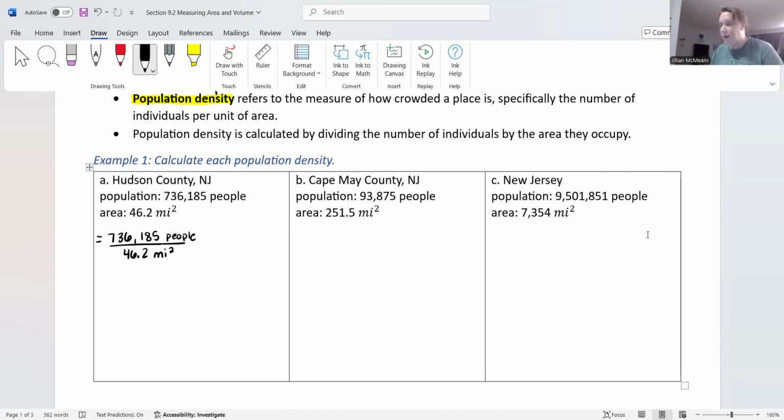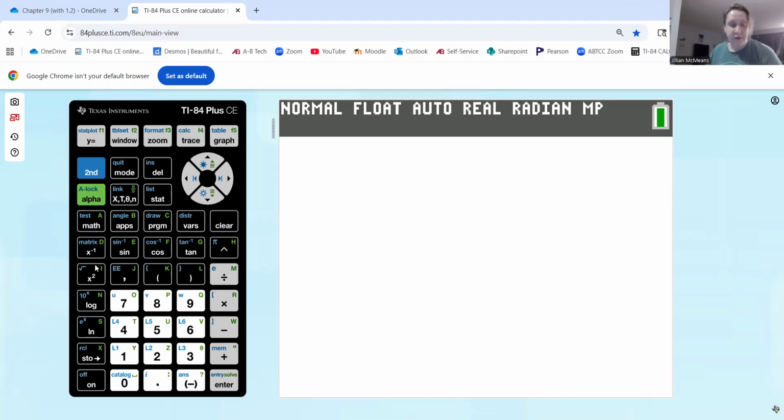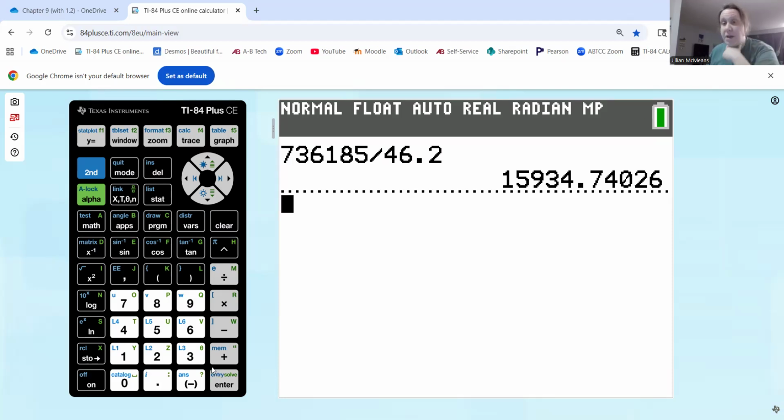So if you have your calculator out, go ahead and turn it on. I'll go to the virtual calculator that I have right here. Okay, so for Hudson County, we have 736,185 people and a land area of 46.2 square miles. So that tells me that the population density in Hudson County is 15,934.7 people. Let's round to the nearest person here. So we're going to round up to the next ones place, and we would say that we have 15,935. That's huge.